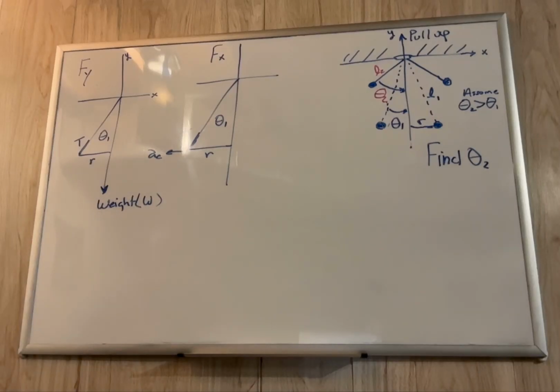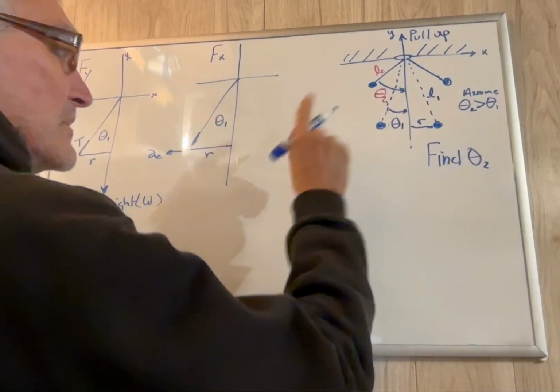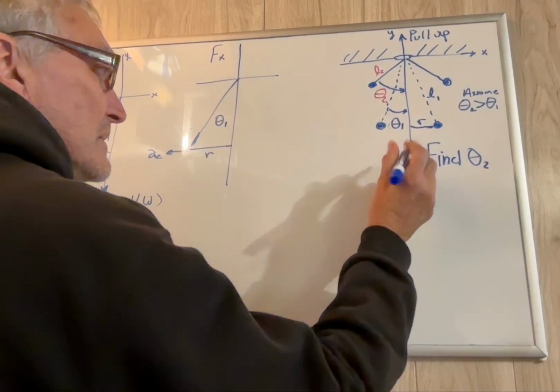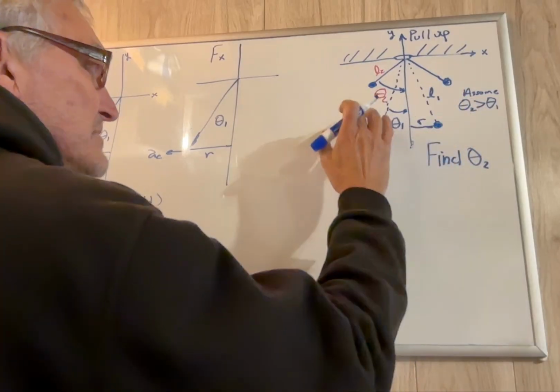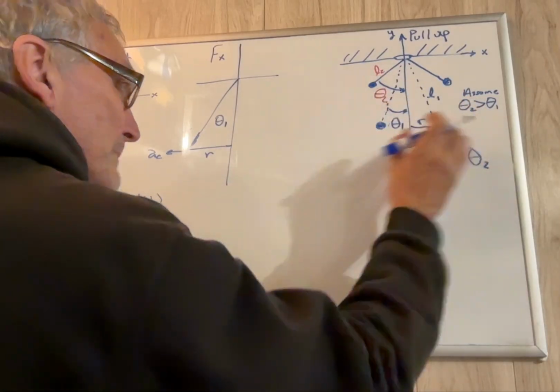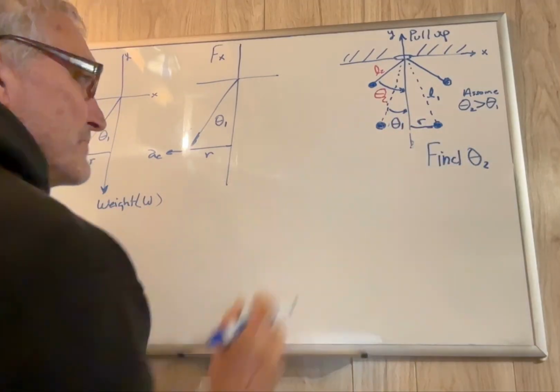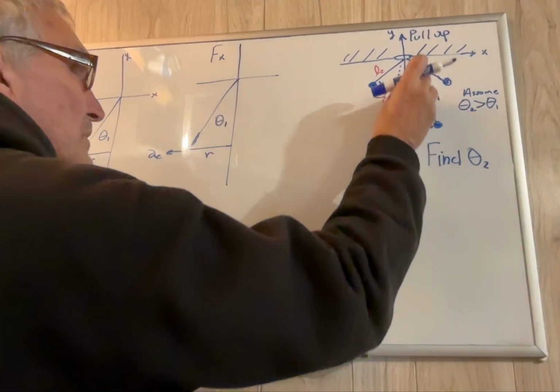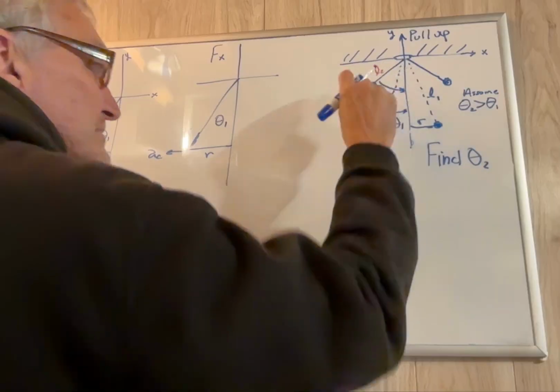Let's take a look at a problem where we have a ball on a string, and the ball and the string are rotating around the y-axis right here. It's not going back and forth like a pendulum, but it's rotating around the y-axis, even though it might look like a pendulum, but it's actually rotating around. All right, so what would happen if someone were to pull up on the cord as it's rotating?